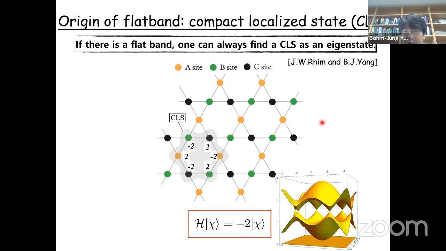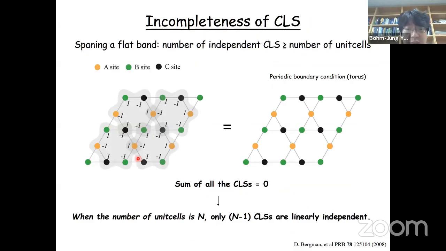In our recent work, we showed that for a given flat band, we can always find a compact localized state as an eigenstate. In general, we can show this. Then, once we find a single compact localized state, by applying the lattice translation, we can fully cover the lattice. Here, I'm assuming the periodic boundary condition. So if the system is composed of n unit cells, we can also find n compact localized states.